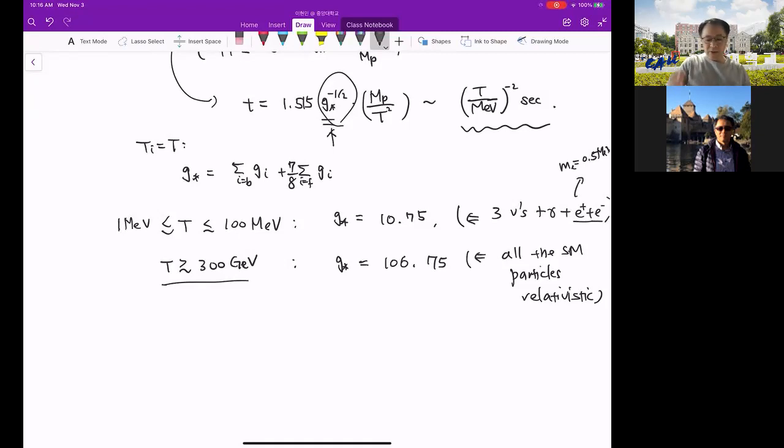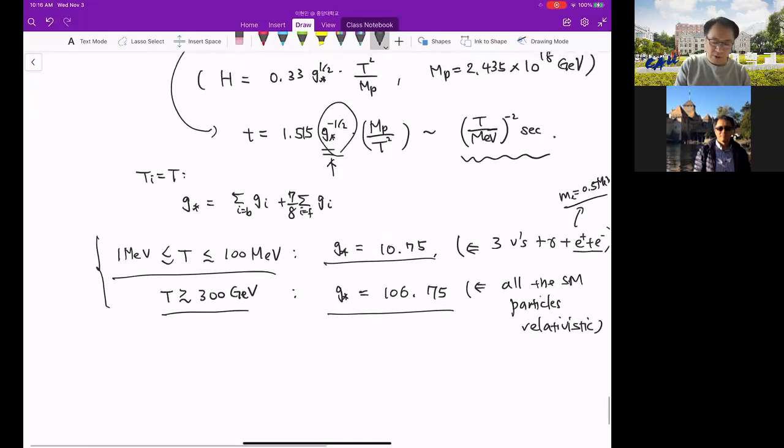So when the temperature is above the electron mass but below the muon mass, you need to include three neutrinos and photon, electron, positron as relativistic particles. So this is just the illustration. And if the temperature is sufficiently large, there's a square root of g star dependence in this relation, so it doesn't change much the relation between temperature and the cosmic time.